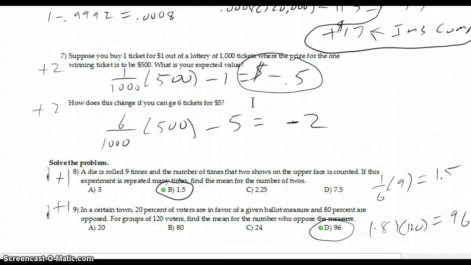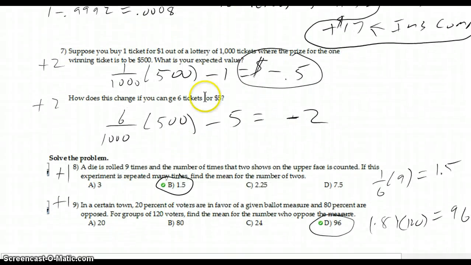Number 7, expected value. So pretty much you take the probability of the event times what you get. So if you buy a lottery ticket, there's 1,000 tickets, so you've got a 1 out of 1,000 chance. The prize is, if you win, $500, and then subtract off what it costs you to play. So essentially, on average, for every dollar you spend, you're losing half of it. It's like a 50-50 raffle.